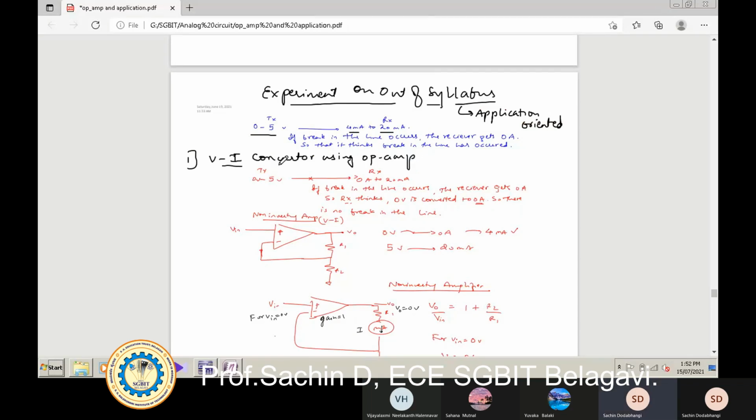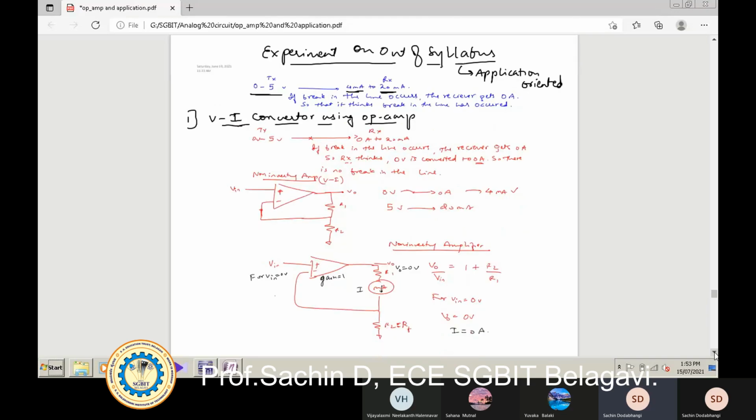This is the title of the experiment. So the given data is 0 to 5 volt. 0 to 5 volt is given, but at the output I need 4 milliampere to 20 milliampere. So we will examine this. Why do we need to take 4 milliampere?